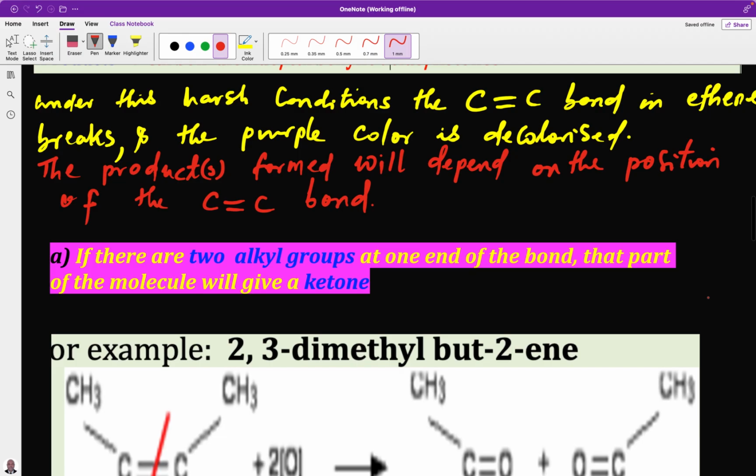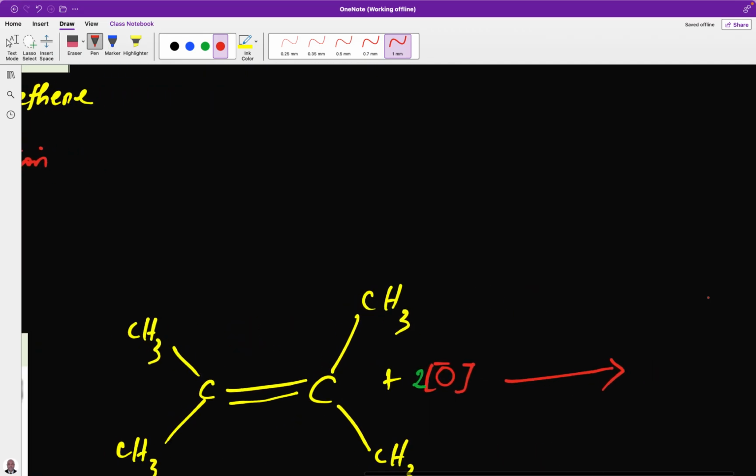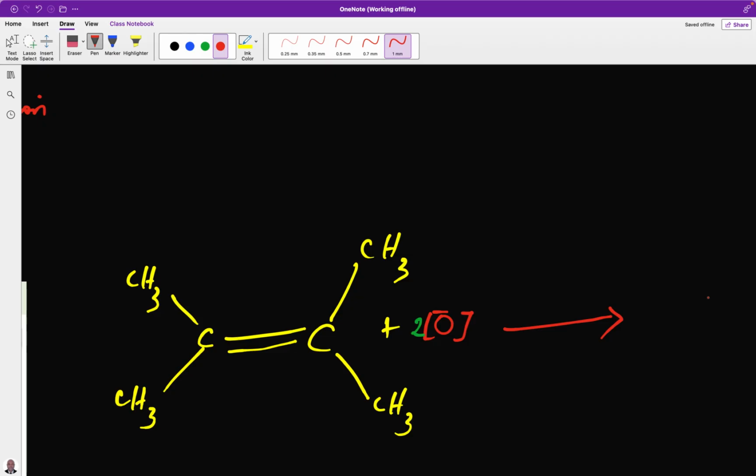Our example is 2,3-dimethylbutene. Now, two alkyl groups at one end of the bond. This is one end of the bond, and this is the other end of the bond. There are two alkyl groups here. There are two methyl groups here. I said under the harsh condition, what happens? The carbon-carbon double bond breaks. There's a breakage here.